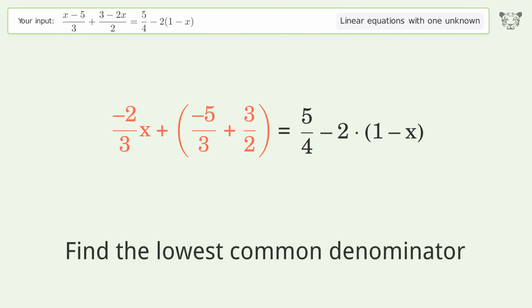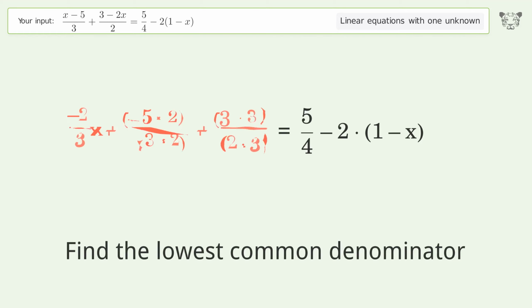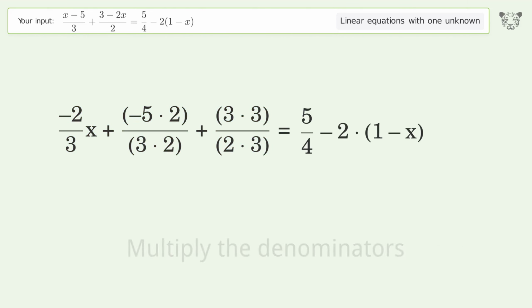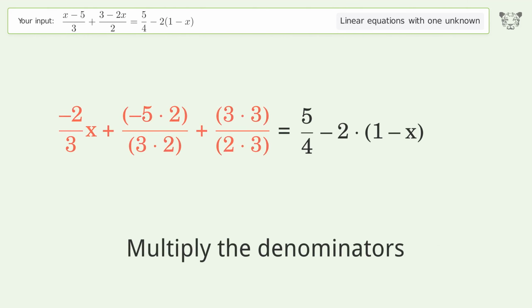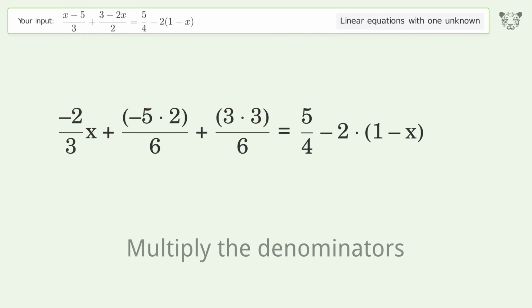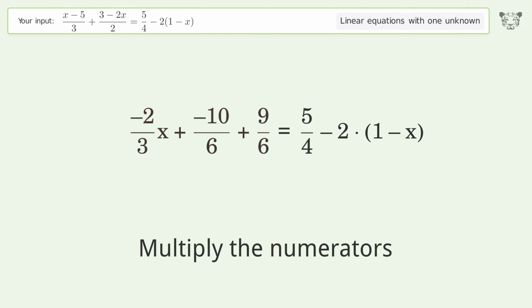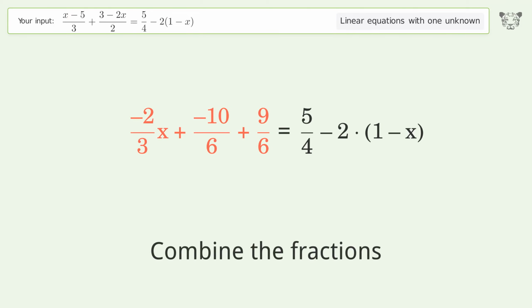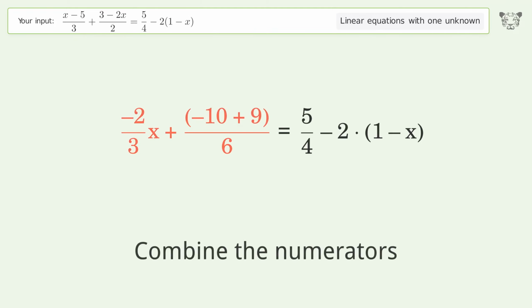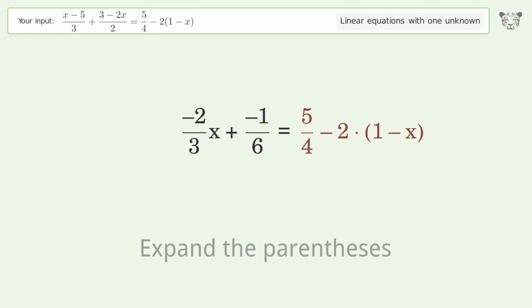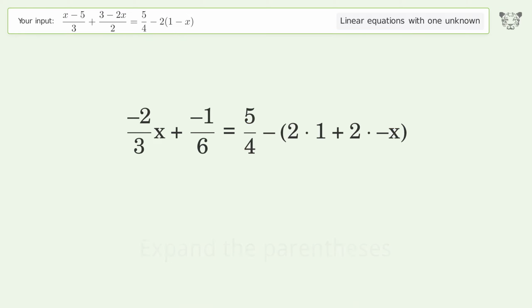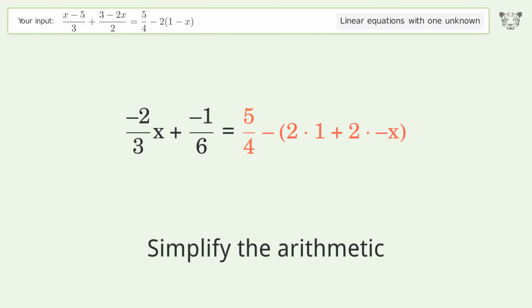Find the lowest common denominator. Multiply the denominators. Multiply the numerators. Combine the fractions. Combine the numerators. Expand the parentheses. Simplify the arithmetic.